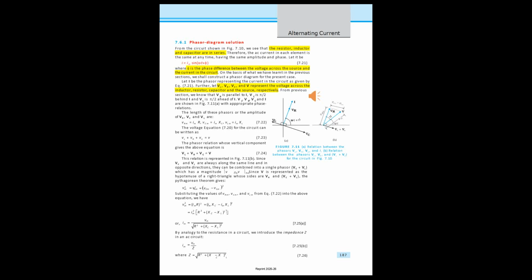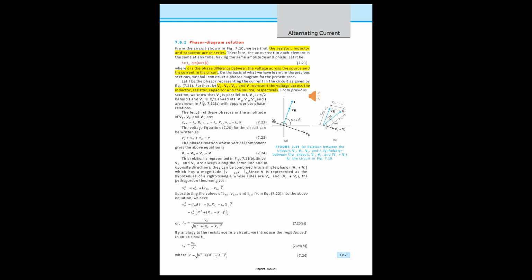So the voltage equation 7.20 for the circuit can be written as VL plus VR plus VC equal to V. If there is a relation whose vertical component gives the above equation, it is VL plus VR plus VC equal to V. So this relation is represented in figure 7.11b. Since VC and VL are always along the same line and in opposite directions, they can be combined into a single phasor VC plus VL, which has a magnitude VCM minus VLM.